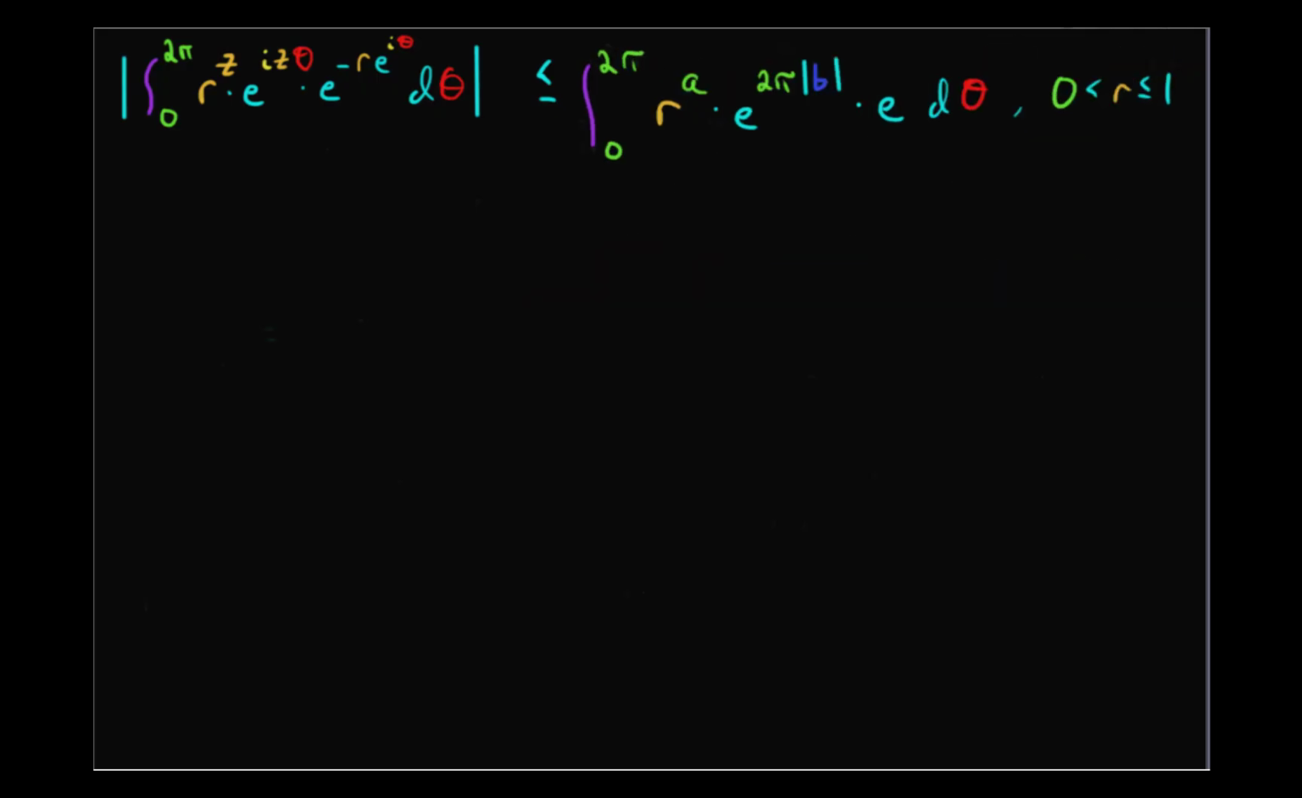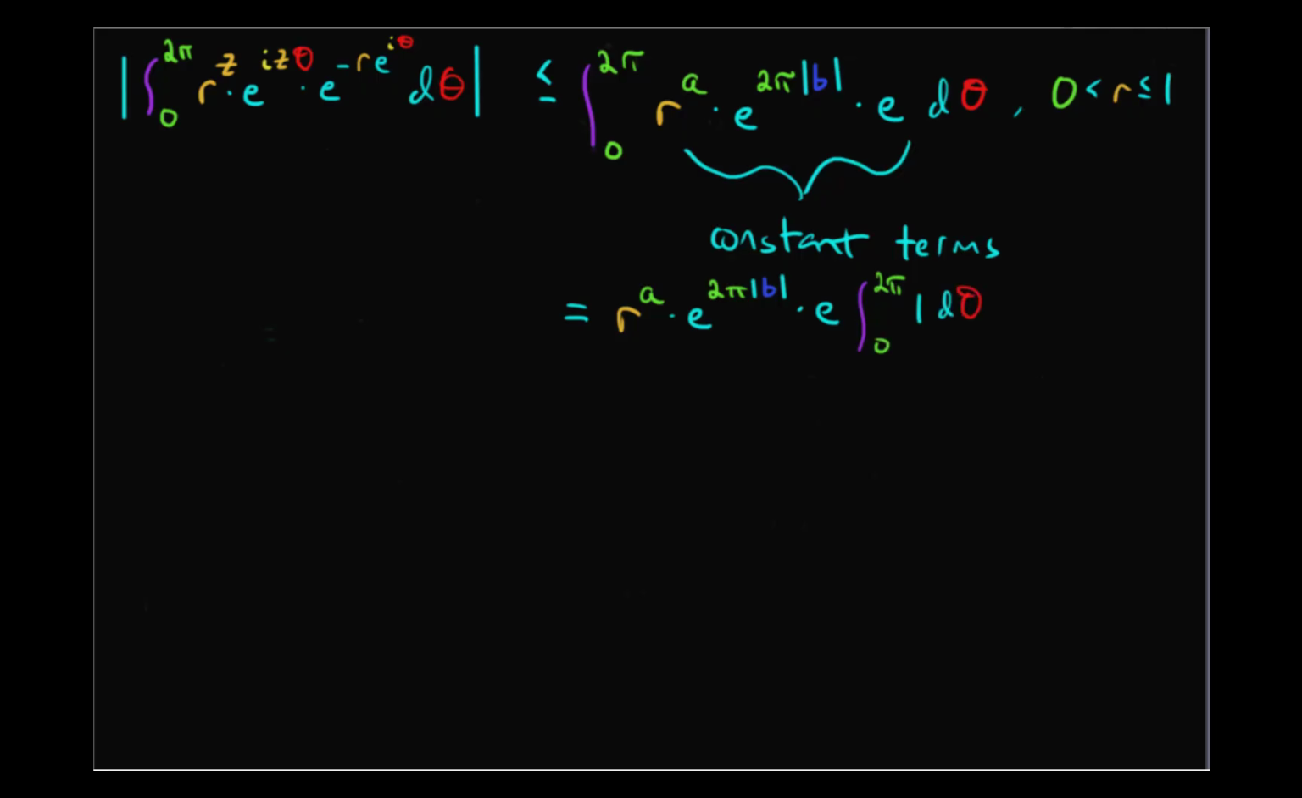But now when we look at this integral involving all of these upper bounds, we see that these upper bounds are actually constants with respect to the integration taking place. So they can all be pulled out of the integral. So this integral actually equals r to the a times e to the 2 pi times the absolute value of b times e times the integral from 0 to 2 pi of 1 d theta. Well, that's a really easy integral to do. That's just going to equal theta, evaluated at the endpoints at 2 pi and 0. So this expression will then equal r to the a times e to the 2 pi times the absolute value of b times e times 2 pi.